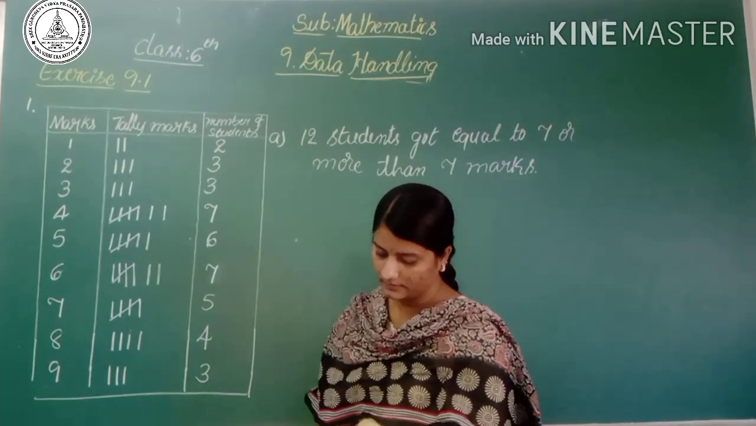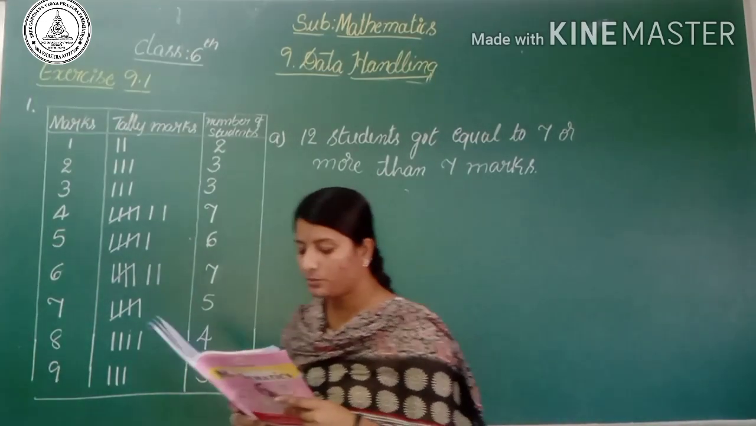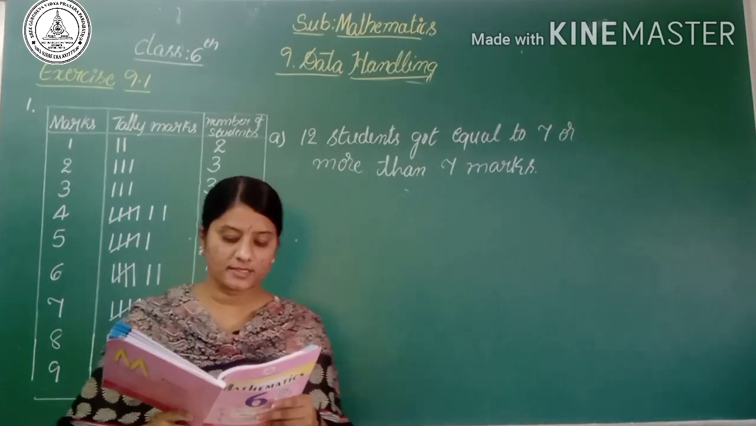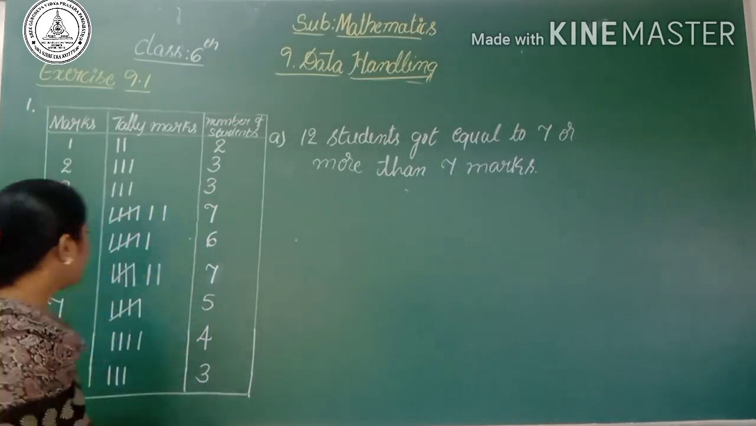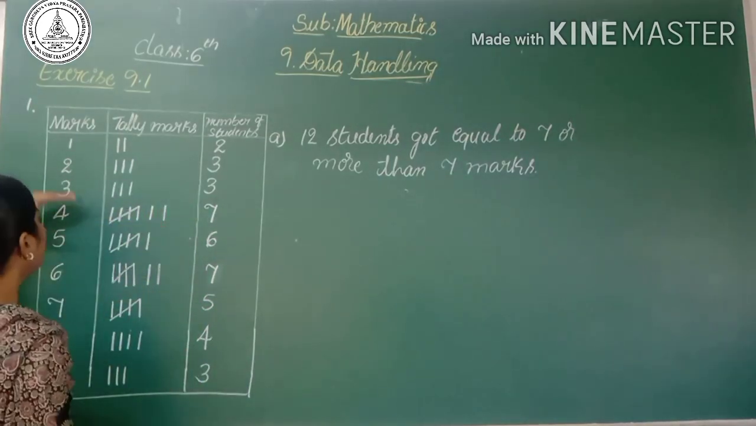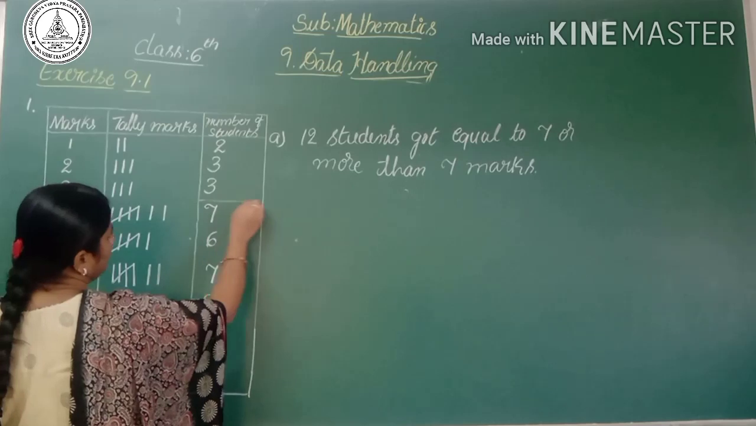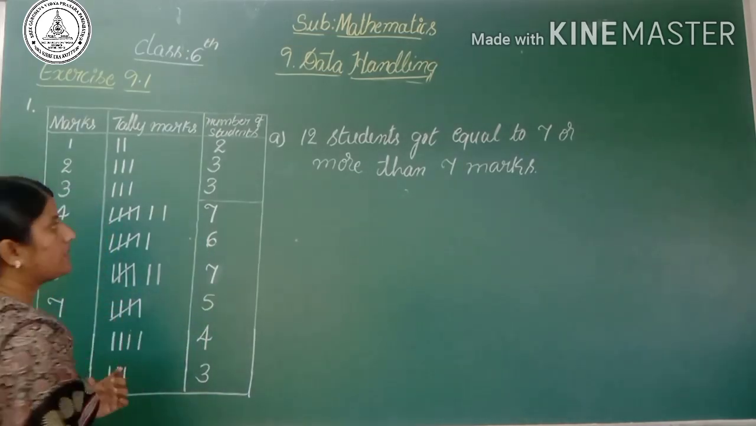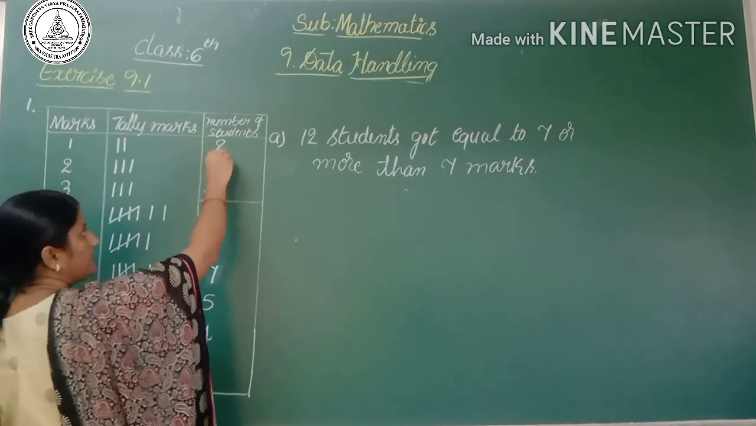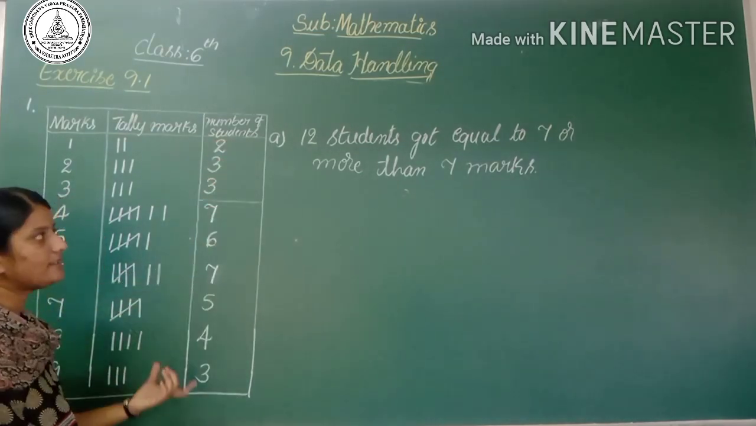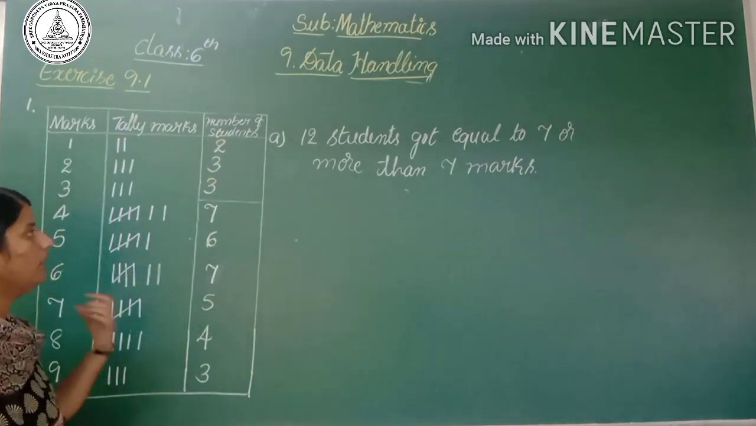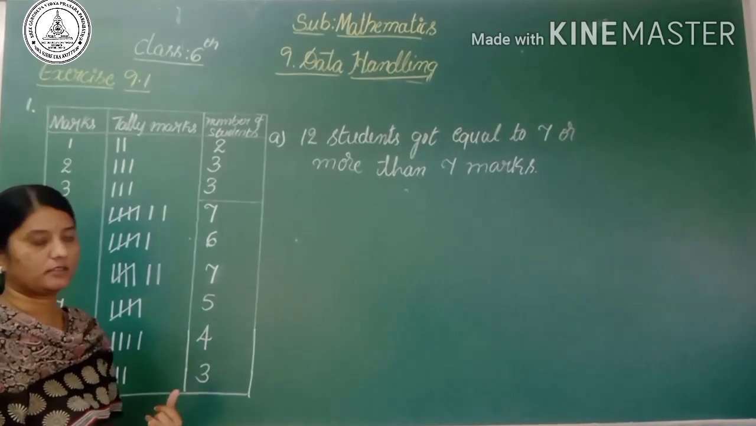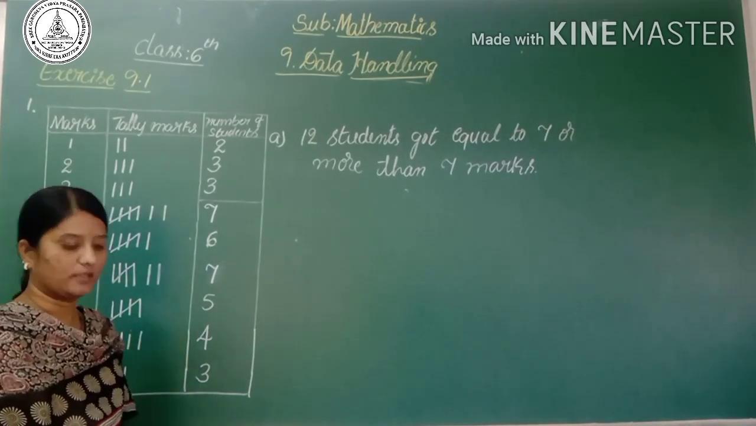Okay. Then the B1, how many students obtain marks below 4? Here there is a 4, below 4 means 3. Right? How many students obtain below 4 marks? Here 3 plus 3, 6, 6 plus 2, 8. 8 students got below 3 marks. Sorry, below 4 marks. Okay?